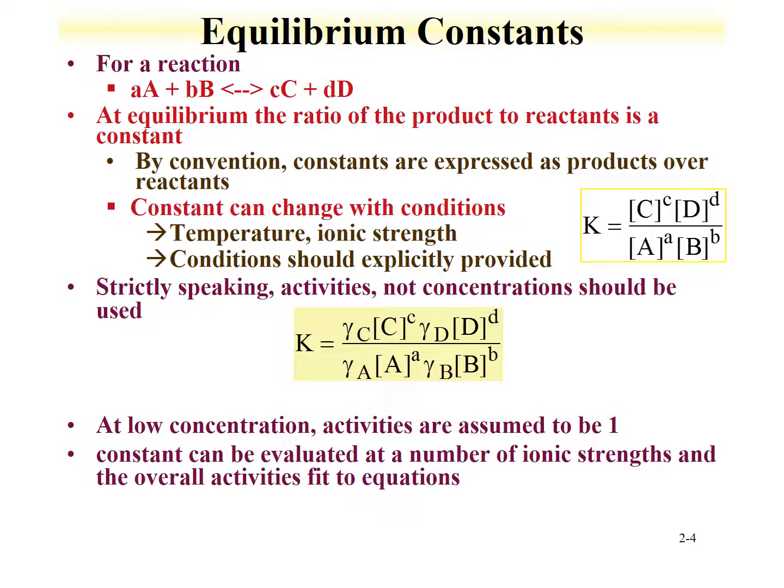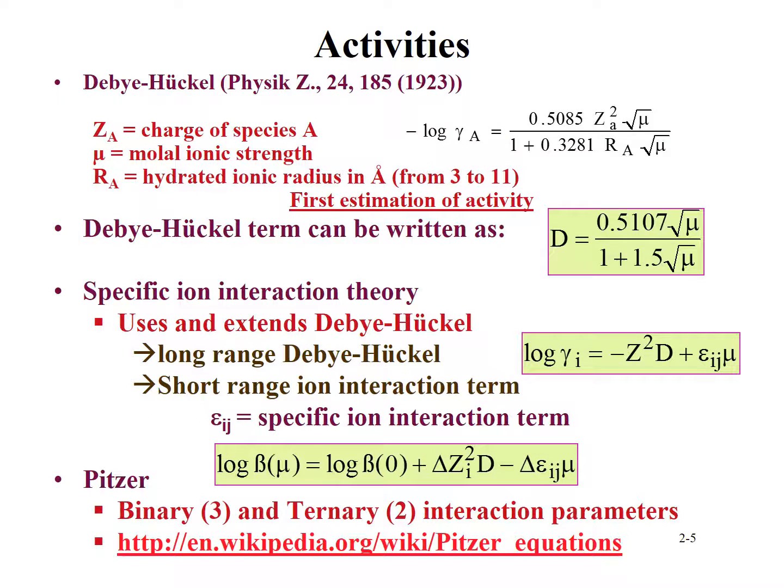We have activity coefficients. At low concentrations, activities are assumed to be 1. And what one could actually do to try to evaluate some of these activity coefficients is to examine constants over a range of ionic strengths and fit the activities. Now there are a number of different equations that are used to evaluate activities. One of the earliest is the Debye-Huckel equation listed here.